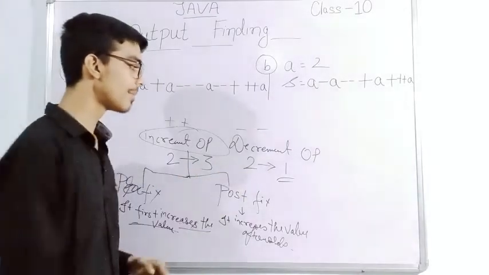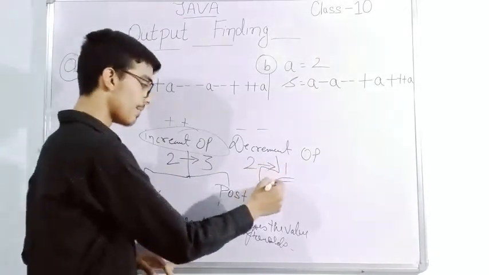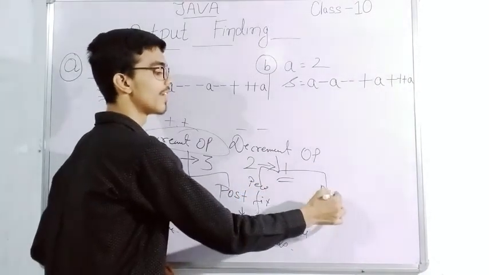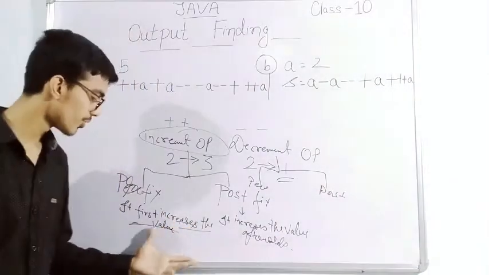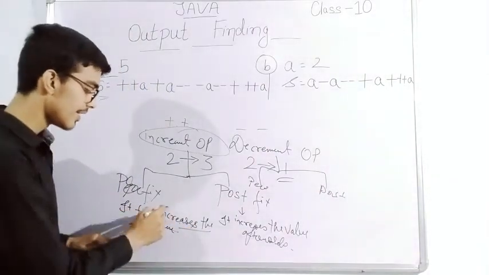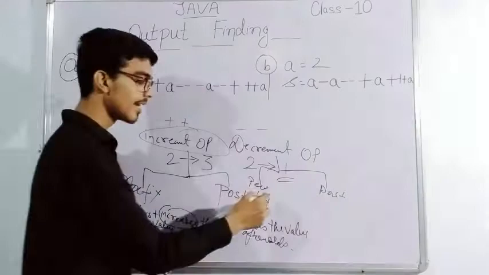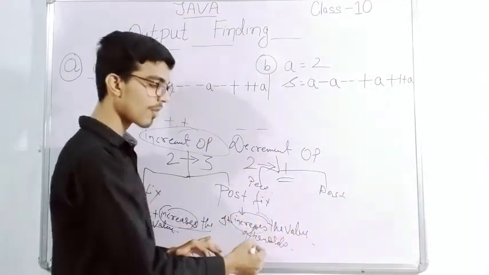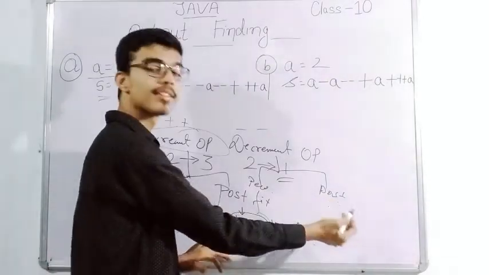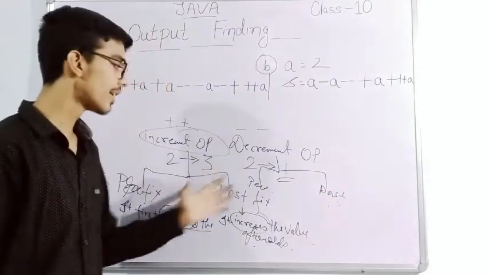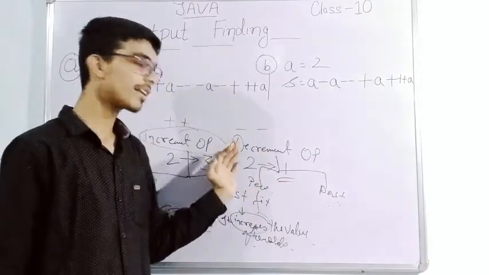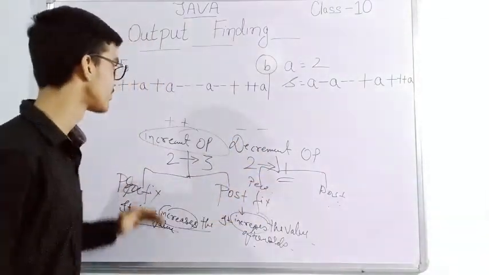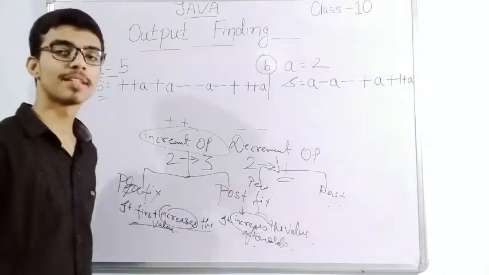Same case here, decrement. Decrement also has prefix and postfix. And the same goes for this also. Here it first decreases, and here it decreases the value afterwards. So the same case goes for this also. But this is decrement, so we subtract 1 from the value. So this is the thing, copy this down.